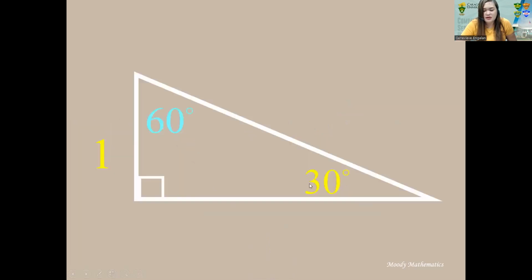10. Okay, that's correct. If you have a 30, 60, 90 triangle, and the shorter leg is 1, what is the measure of the hypotenuse? 2. The longer leg, 1 square root of 3.